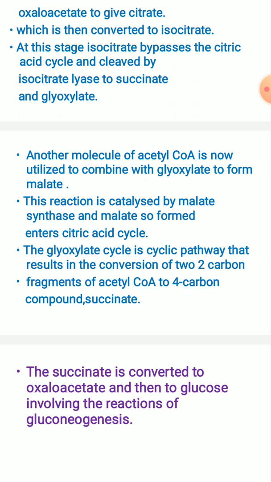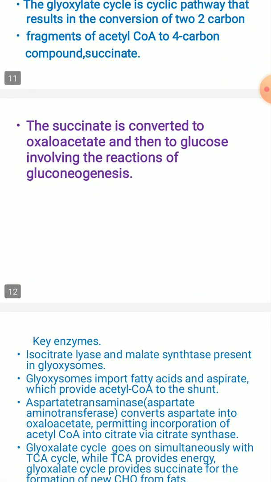So this glyoxylate is going to condense with another molecule of acetyl-CoA, catalyzed by malate synthase, to form malate. This malate enters into the citric acid cycle, whereas this succinate, a 4 carbon compound, is further converted to oxaloacetate and then further to glucose, which involves the reactions of the gluconeogenesis process. Understanding? This oxaloacetate enters the gluconeogenesis process and results in the synthesis of glucose from the fat molecule, that is acetyl-CoA.